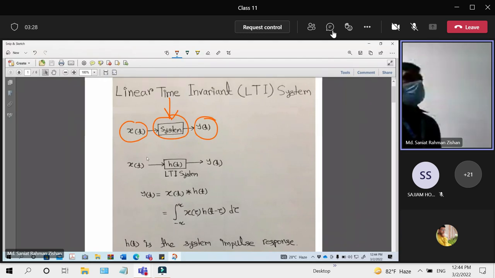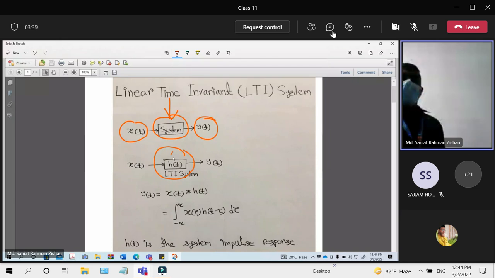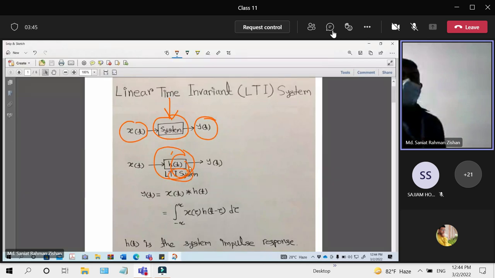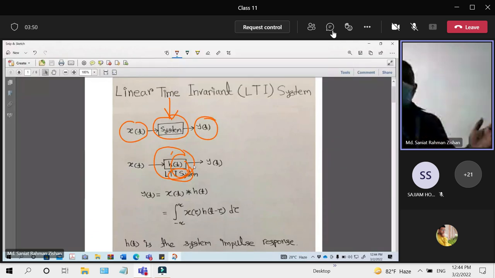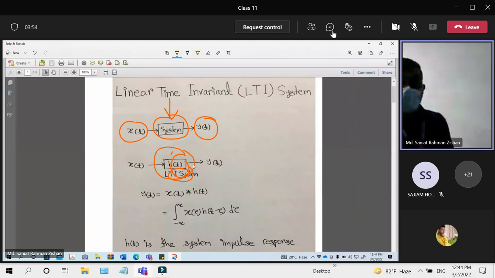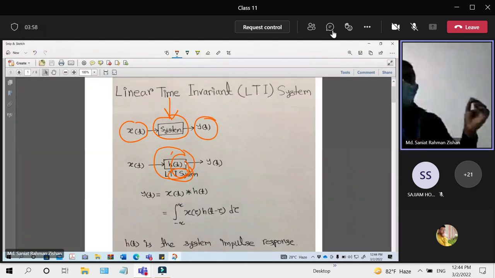In case of LTI system, what is happening? They have defined this system as h(t). What is the reason behind using this h(t)? So that we can recognize. Whenever h(t) is given, we need to understand the system is LTI system. So just to differentiate between normal system and the LTI system, they have defined the system by h(t). h(t) is the response of LTI system.